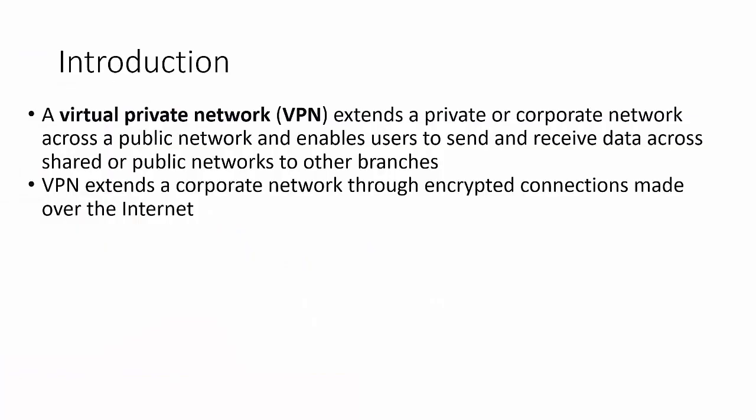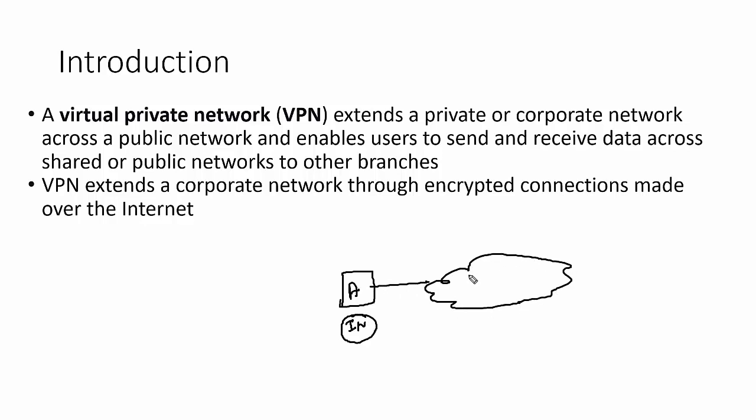Okay, so if you go by the definition of VPN, it clearly says that a VPN extends a private network or corporate network across a public network and enables a user to send and receive data across a shared or public network to other branches. Let me give an example of that. Suppose we have a system A based out in India, connected with the internet, and we have a branch office in, suppose, US.